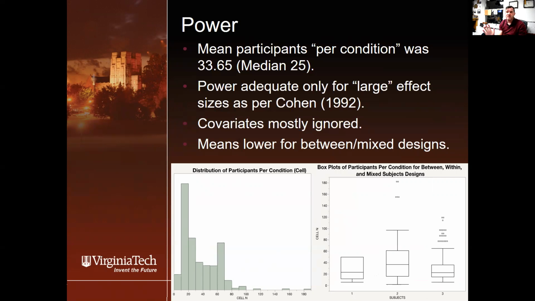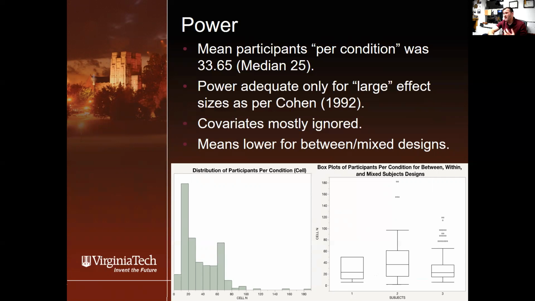So basically, the mean participants per condition in studies that had conditions, in studies that were correlated with only one condition, so to speak, that would include all of them, was only 33.65. The median was much lower at 25. If you look at the figure down in the lower left, the most common number of participants was very low. And that power, according to classic measures like Cohen, is only adequate for what we call large effect sizes, which are rarely seen in this kind of research.